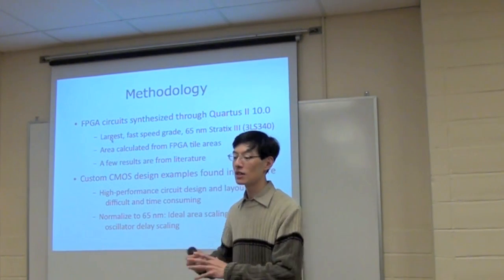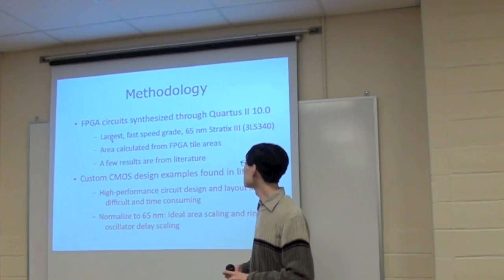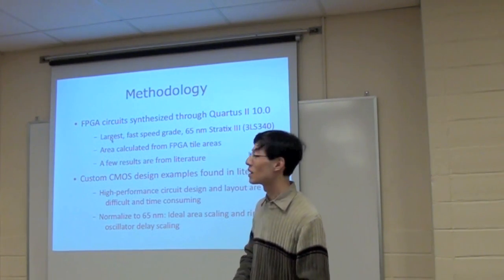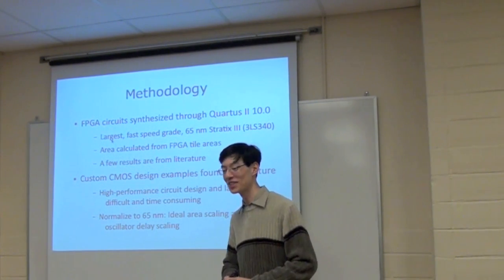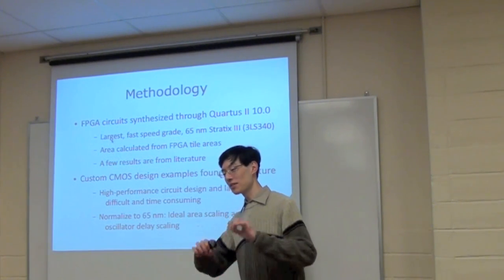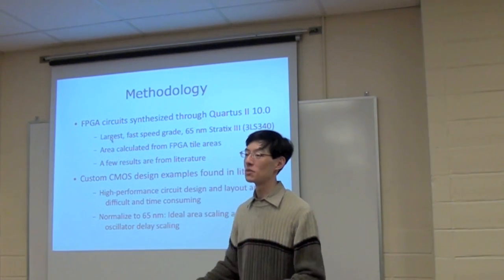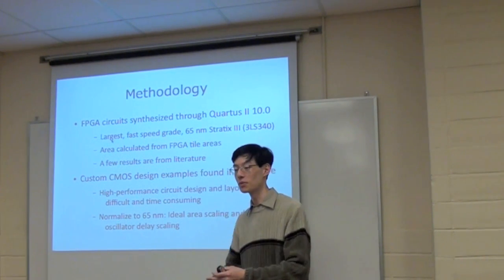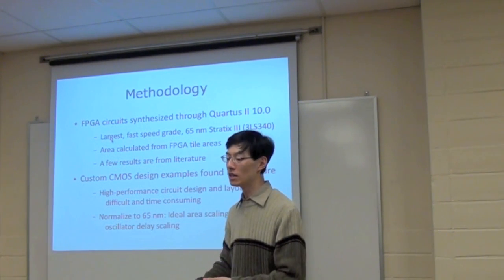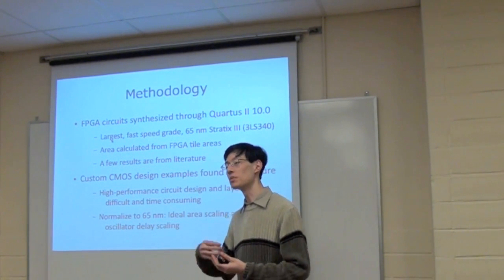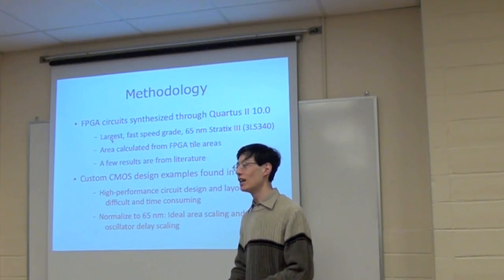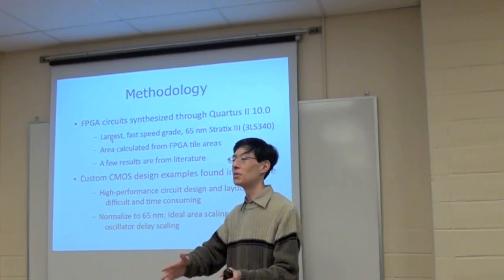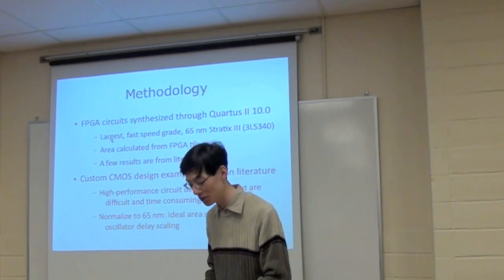For the custom CMOS side, all of our design examples are from literature because we don't have the expertise to do high-performance circuit design and layout. And because it's from literature, they're not always from 65 nanometers. So we normalize everything to 65 nanometers to do comparison. We assume ideal area scaling, and we assume ring oscillator delay scaling, both of which are optimistic, but since we're only limiting ourselves to 90 nanometer to 45, the error shouldn't be too big.